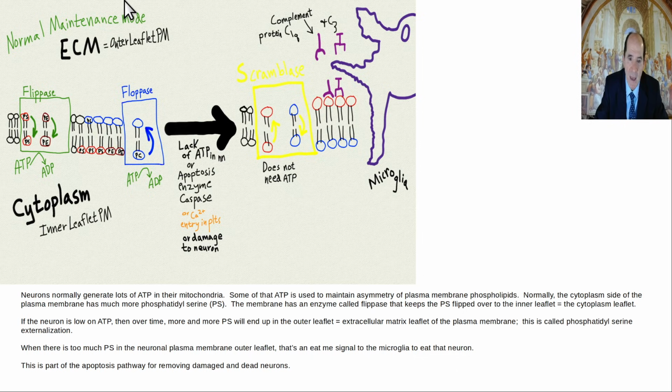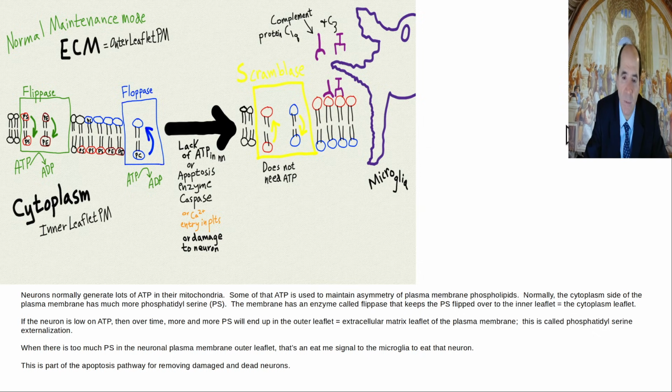But you can see this is bad. That neuron could have an important memory stored on it, and now it's getting eaten. You don't want that to happen. Well, what's going to deplete that ATP? Something that overstimulates the neuron and wastes its ATP for nothing. Something that inhibits its mitochondria so it can't make that much ATP.